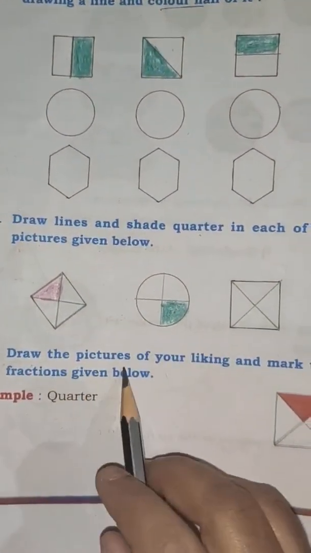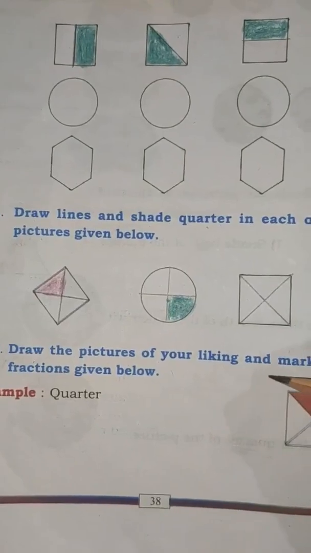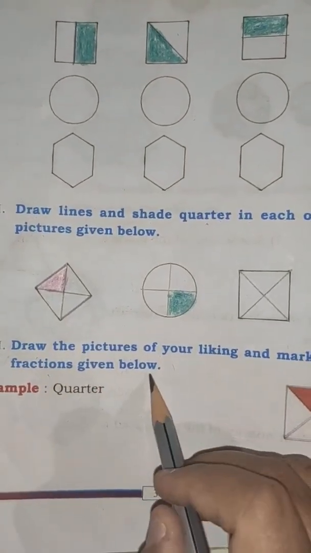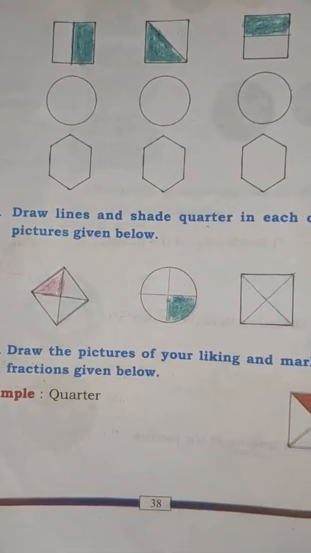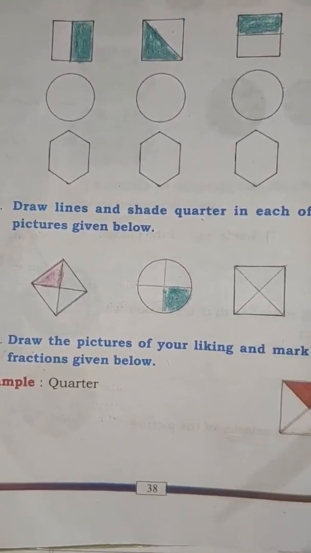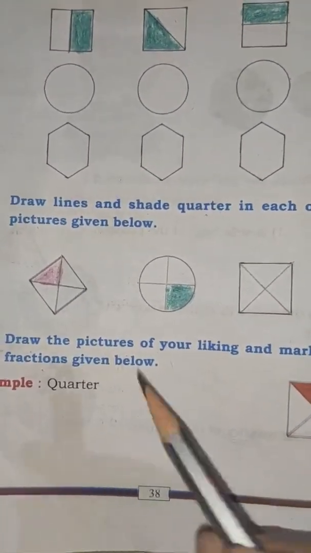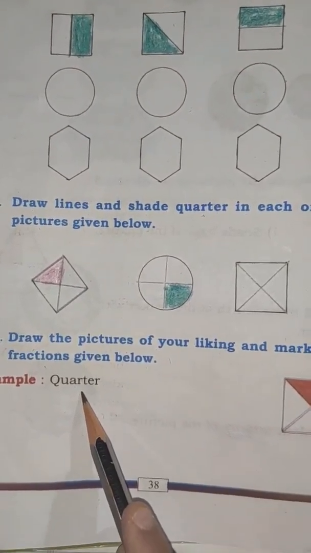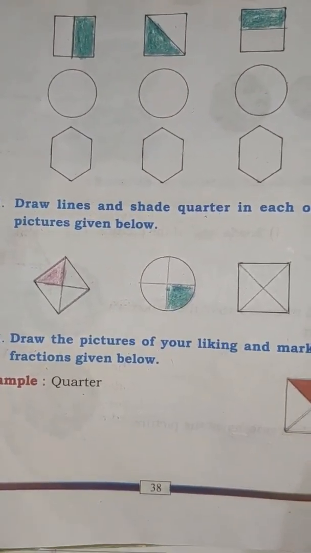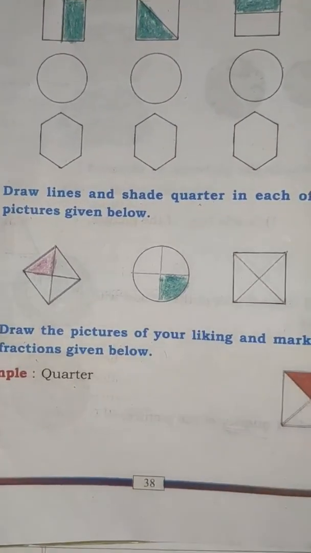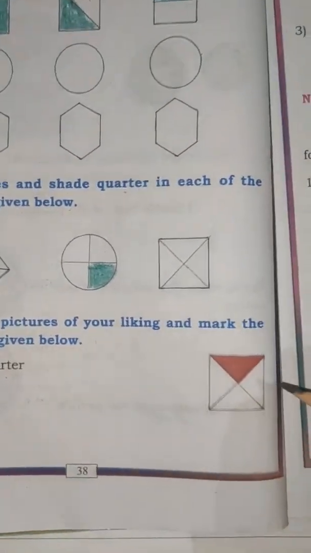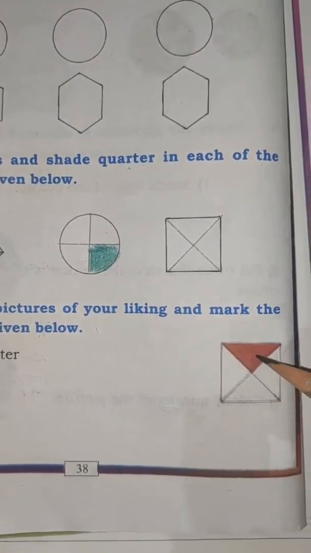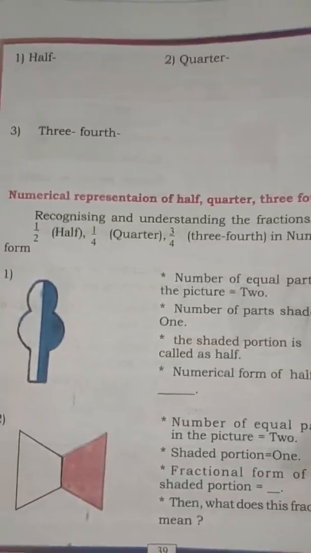Okay, now come to the next one. Draw the pictures of your liking and mark the fractions given below. Here you have to draw the pictures. Till now they have given the pictures and you shaded the parts, right? But here what you have to do, they have given the fraction. According to the fraction you have to draw the picture. So here you can see quarter. They have drawn the picture like this, 4 equal parts, and they have shaded one of the parts, so it will become what? Quarter. So in the same way, come to page number 39.